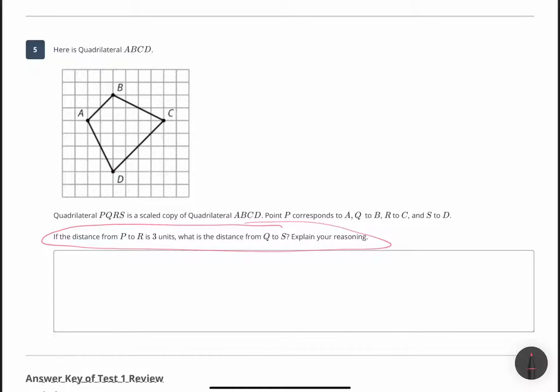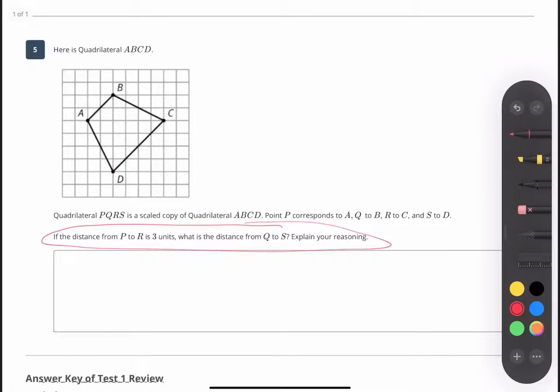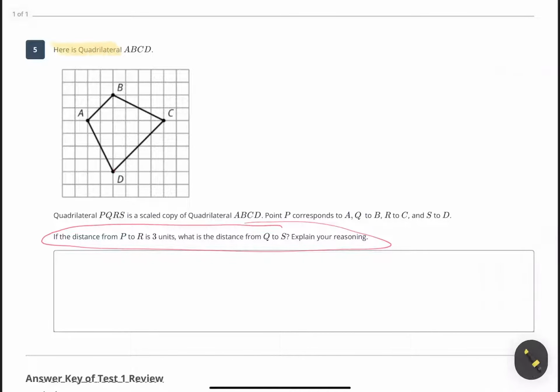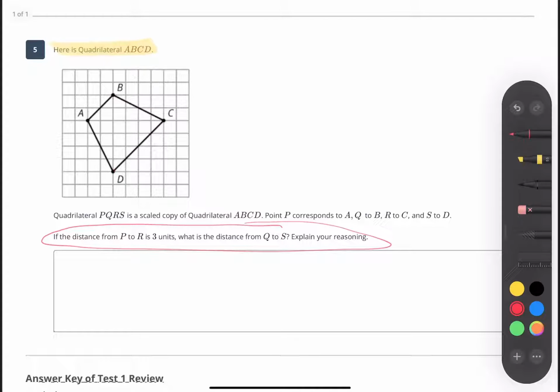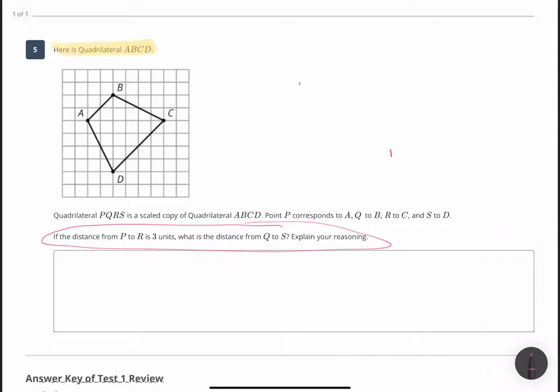The first thing I notice about this question is I don't see quadrilateral PQRS. It's not there. I only see quadrilateral ABCD, so I'm going to highlight that because that's important. I need to write down all the points that correspond, so I'm going to make a chart. Why? Because sometimes looking at all those letters can be overwhelming, so I'm going to organize my notes to the side.